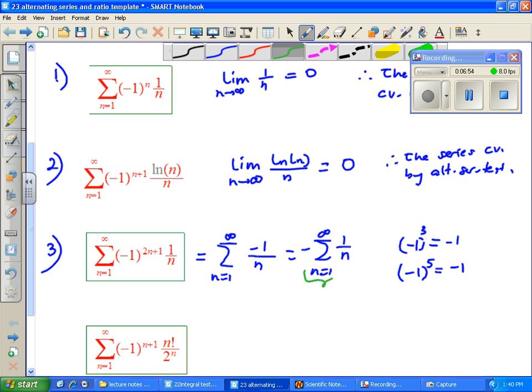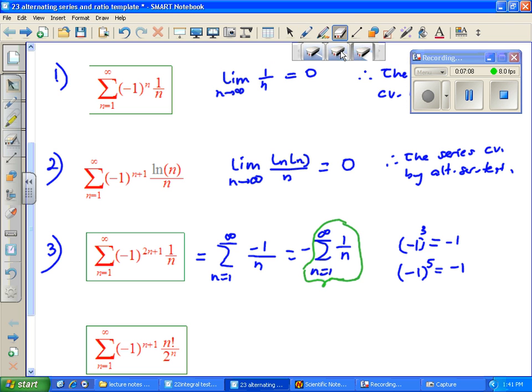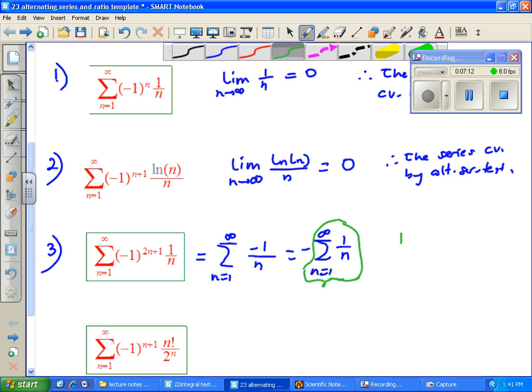What do we know about this series? The positive one, this one. P series with p equals 1, that one diverges, right? So that means this given series diverges as well. We couldn't even use the alternating series test on that one. So the given series diverges. P series times the -1 is still infinity. The given series diverges. P equals 1, and it's not alternating.